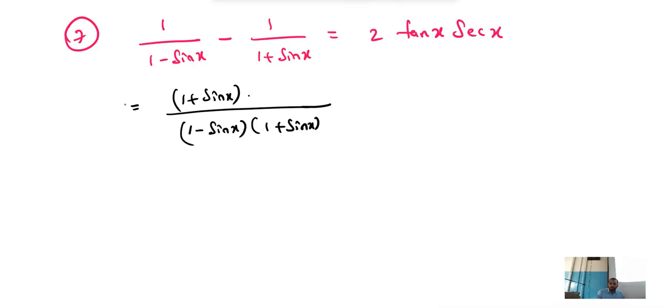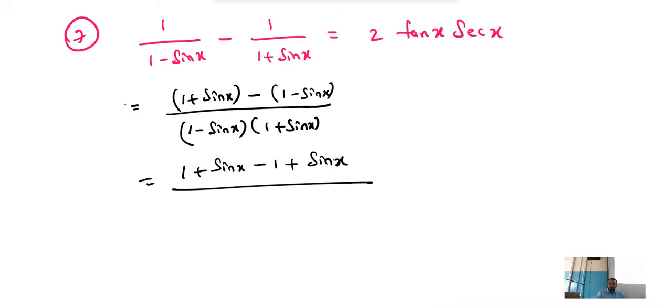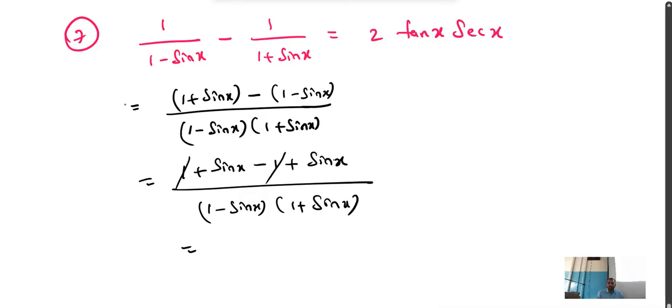Understood? I'll use a bracket: minus (1 plus sin x), and 1 plus sin x gets cancelled, leaving 1 minus sin x. Remember? The steps are: take LCM and simplify, cross multiply and simplify. That's it. Now 1 plus sin x minus 1 plus sin x, divided by (1 minus sin x) into (1 plus sin x). 1 minus 1 cancels; sin x plus sin x is 2 sin x.